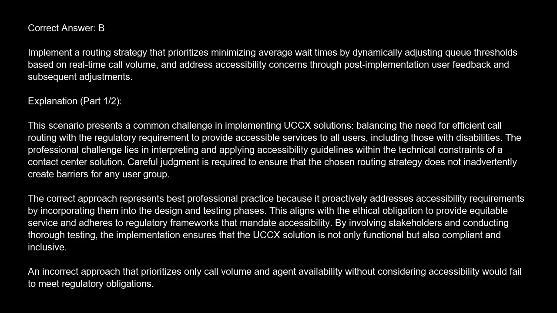The correct answer is B. Implement a routing strategy that prioritizes minimizing average wait times by dynamically adjusting queue thresholds based on real-time call volume, and address accessibility concerns through post-implementation user feedback and subsequent adjustments. Explanation: this scenario presents a common challenge in implementing UCCX solutions, balancing the need for efficient call routing with the regulatory requirement to provide accessible services to all users, including those with disabilities.